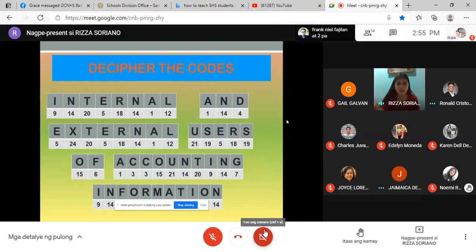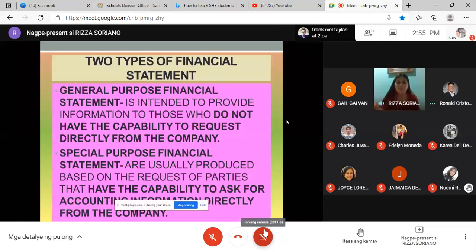So let's go further. For us to be able to determine what is the difference between the external users and the internal users, kindly read the two types of financial statement, namely the general purpose financial statement and special purpose financial statement. Then tell me who are the users of the general purpose financial statement and who are the users of the special purpose financial statement. Anyone?